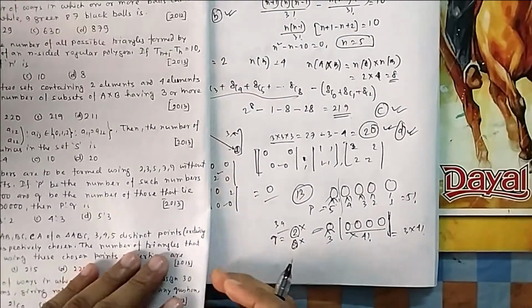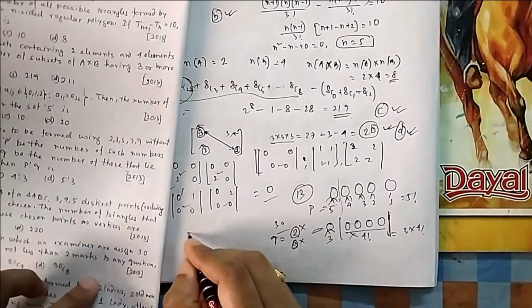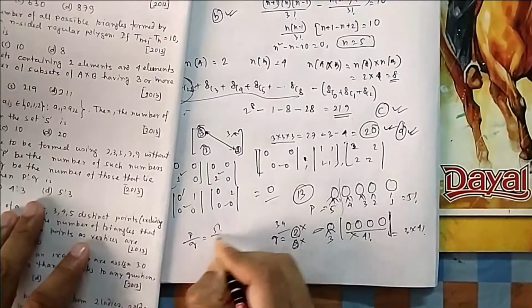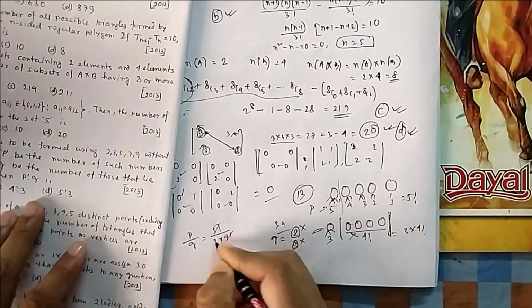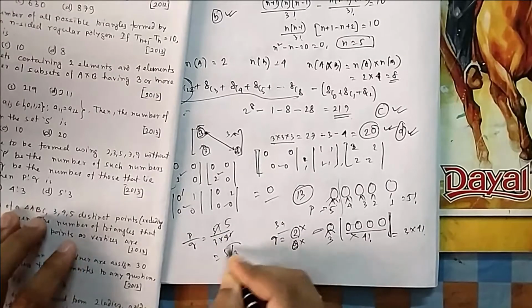Now what they are asking is the ratio of P to Q. So P by Q will be equal to 5 factorial divided by 3 into 4 factorial. So if you cancel this, it will be 5, so it is 5 by 3. That is your option D.